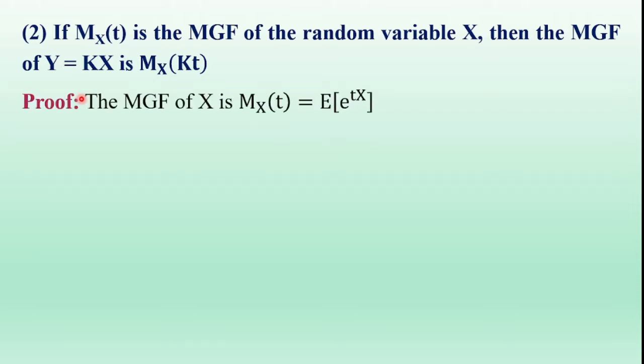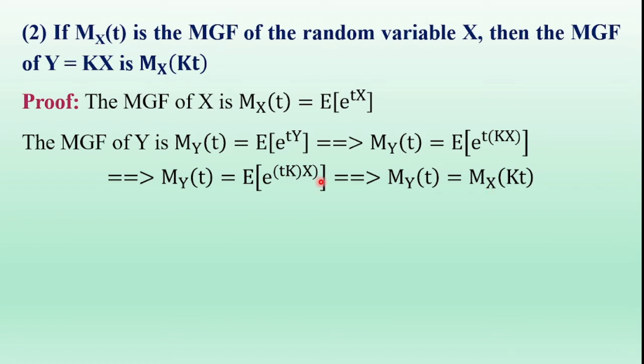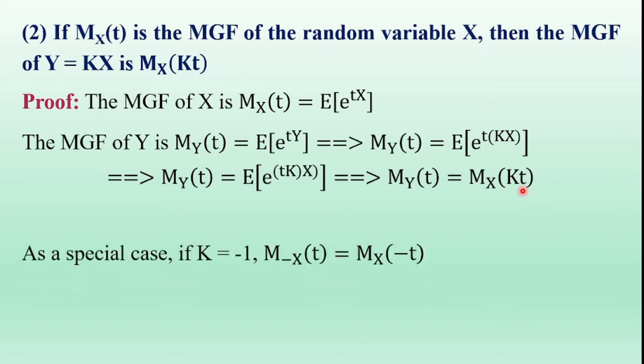Now let us prove this property. From the definition of the moment generating function of the random variable, M_X of t is equal to expectation of e power tX. Similarly, the moment generating function of the random variable Y is M_Y of t equal to expectation of e power tY. Now here Y is equal to kX. Substituting Y equal to kX on the RHS, we get M_Y of t equal to expectation of e power t into kX. This RHS term is written as expectation of e power tk into X. Using the definition of the moment generating function, expectation of e power tX is M_X of t. So expectation of e power tkX is written as M_X of tk, or M_X of kt. And that is the second property.